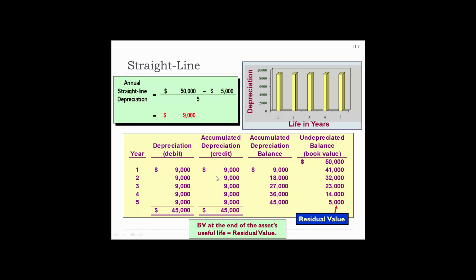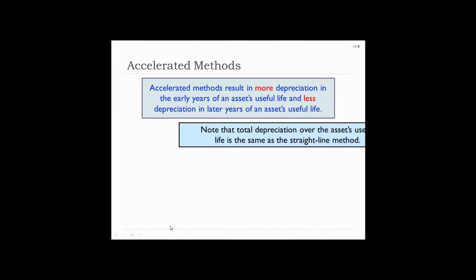Year two, debit, credit, but the accumulated balance is now this plus this equals $18,000. And then 41 minus the extra $9,000 is 32. Year three, again straight line. Now we have accumulated depreciation of $27,000, so minus another $9,000. Continuing on all the way to year 5, what we have after accumulated depreciation is the residual value. It is the book value at the end of the asset's useful life.